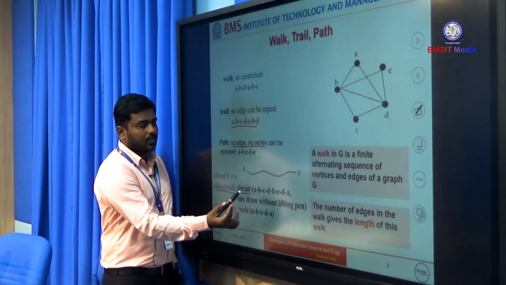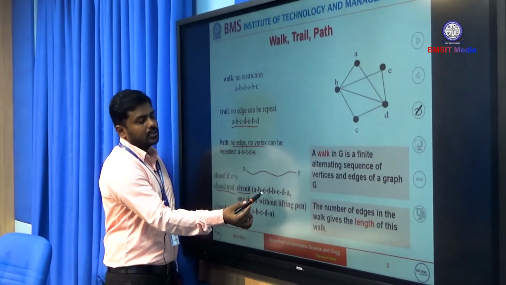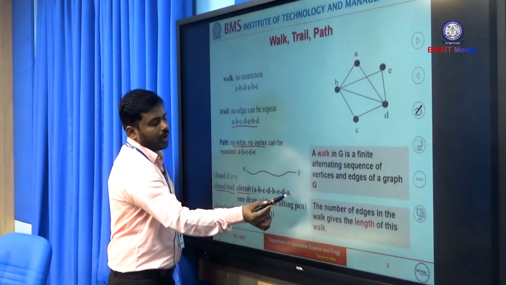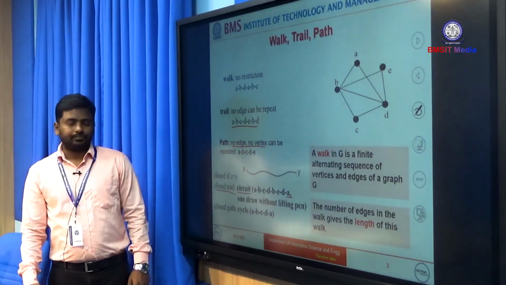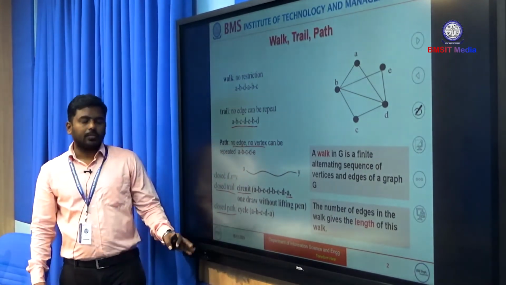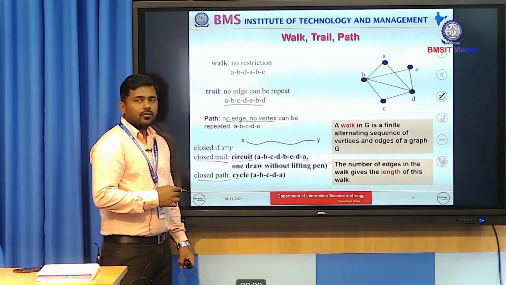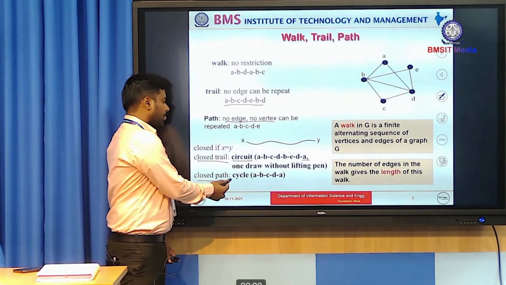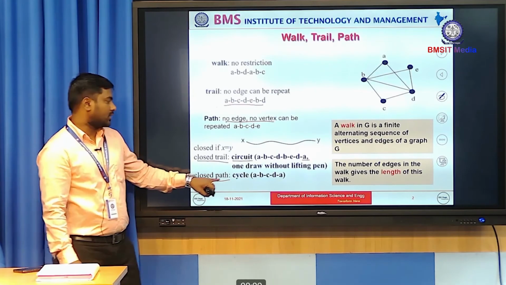Here is an example. We start with the vertex A and reach B, C, D, B, E, D, and again back to A, then we call it a circuit. And what is a closed path? If we start with the same vertex and reach the same vertex without repeating any vertices and edges, we call it a cycle. That particular closed path we call a cycle.